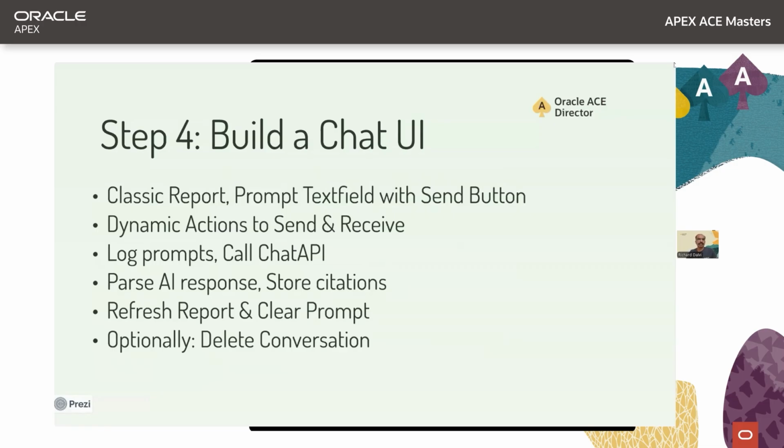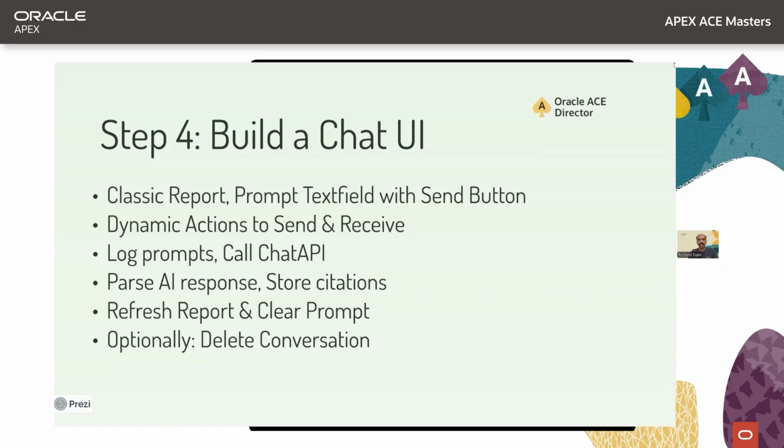For the send button, we can create dynamic actions like logging what we are sending to the agent. We'll call the chat API, and once the chat API is called, the response will come back as JSON. Then we can store it and refresh the reports. That's how we saw in that page the interactions, how we are sending questions and the AI gives a response. All these are happening through this.